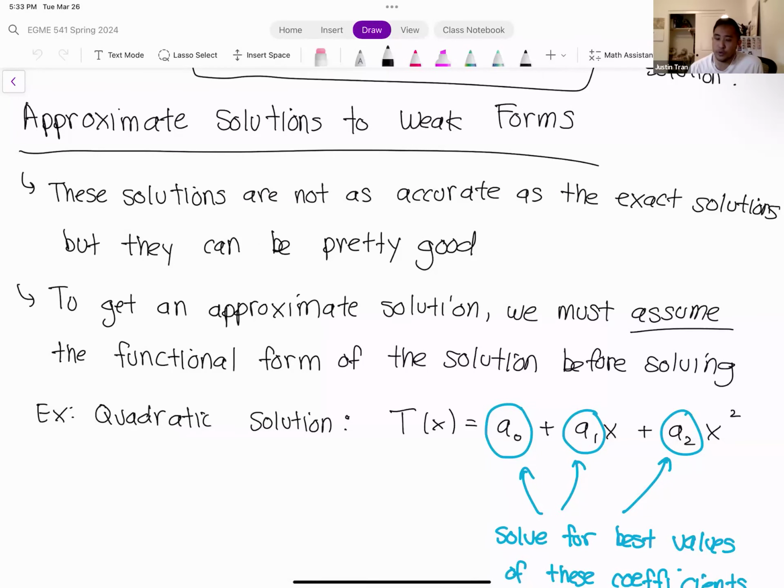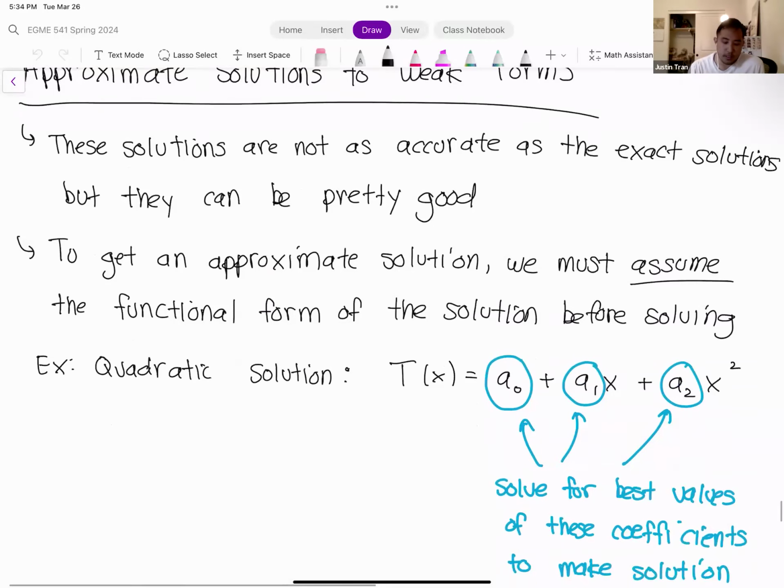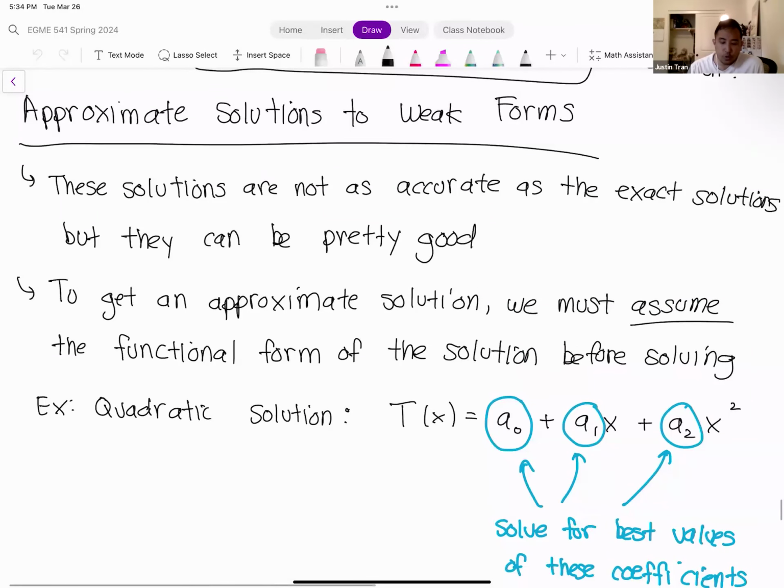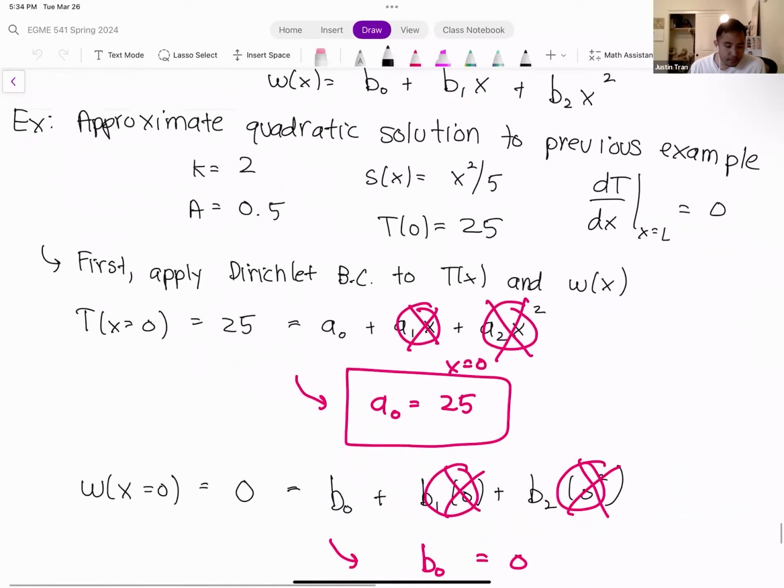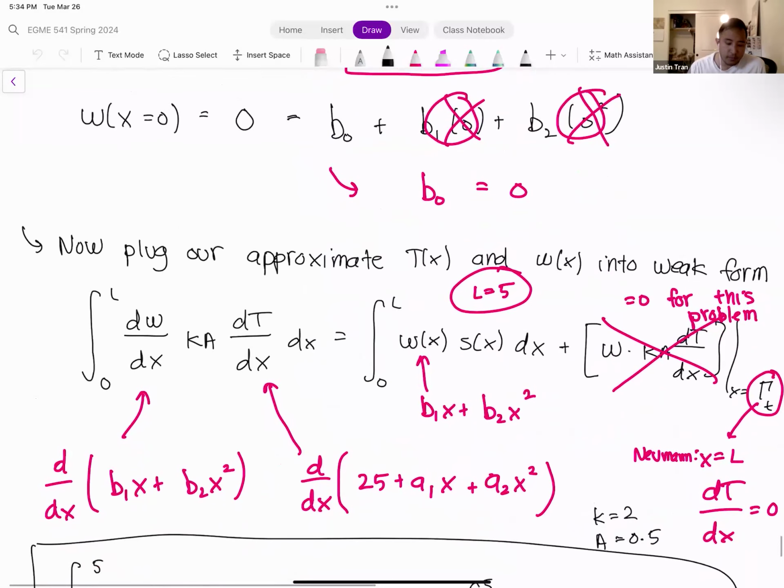The other way that you may not have seen before is a weak form solution, where you take your equation, multiply by a weighting function, integrate it, and do integration by parts. The point of doing this is to get the equation in a different form to facilitate different types of solutions. The main type of solution we're going to be looking at is approximate solutions to these equations. Here's our weak form of the equations. From this weak form, what you can do is plug in an assumed form.